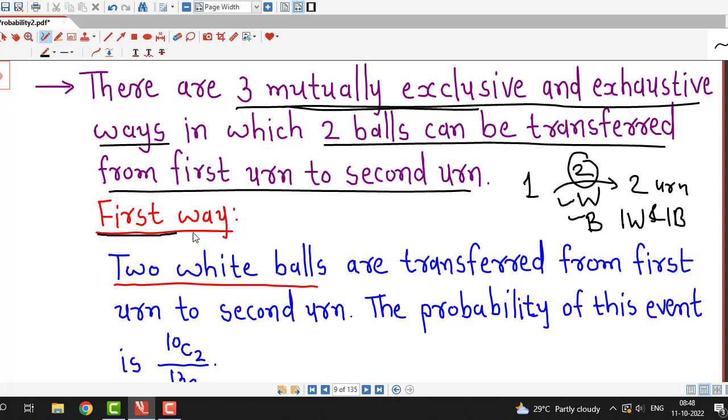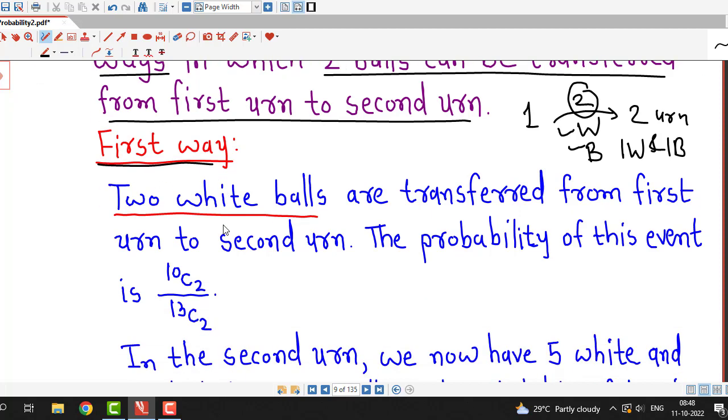So we are discussing them one by one. First way, as I discussed, we are considering 2 white balls for the first way. So 2 white balls are transferred from the first urn to the second urn.